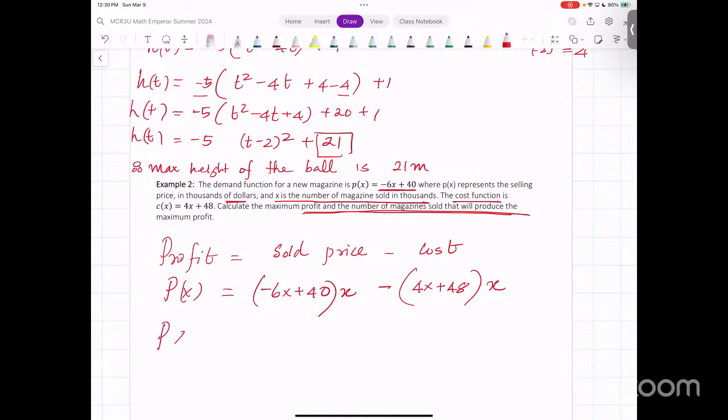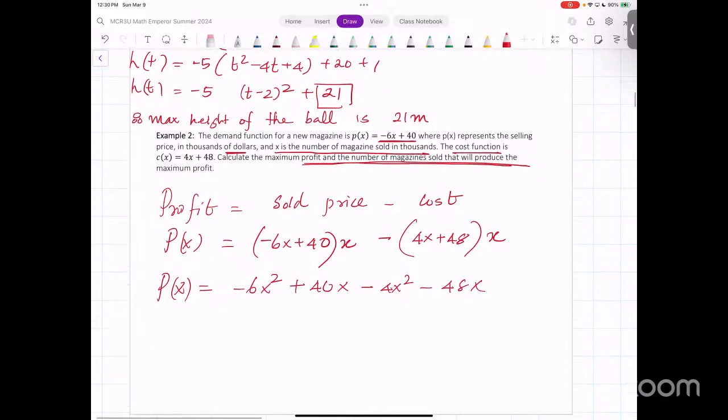So in this case, P of x equals -6x squared plus 40x minus 4x squared minus 48x. So P of x equals -10x squared, and then that is going to be negative 8x. So far, so good?